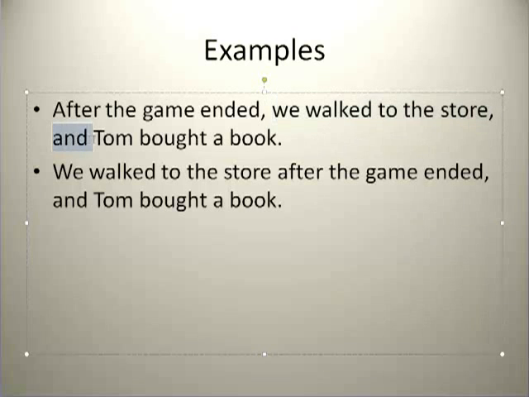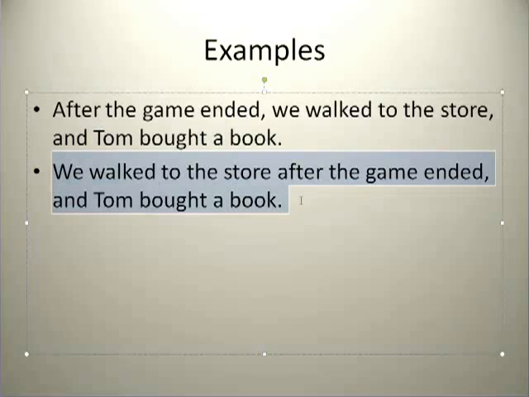We have a coordinating conjunction and then the second independent clause, Tom bought a book, subject Tom, bought is the verb. In this last example, it is essentially the same sentence. We have just reordered the clauses.